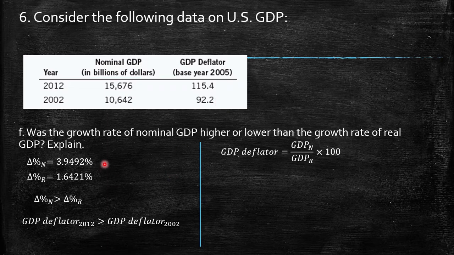So at the end of the day, there was an increase in prices, but the increase of the real GDP was positive. So it means that this nominal increase was not because of prices only, but also because of the increase of quantities.